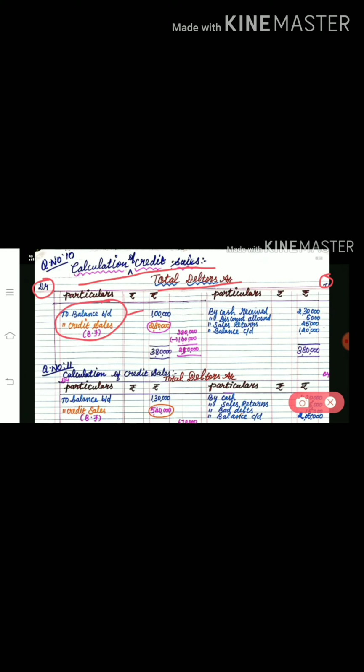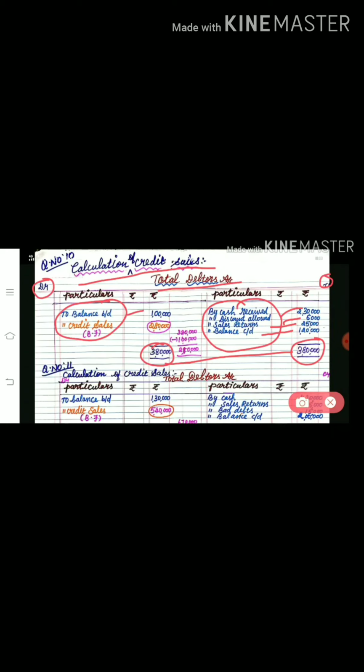By cash received 2,30,000. By discount allowed 5,000. Sales return 25,000. Then closing debtors balance carried down 1,20,000. The total value is 3,80,000. The same value represents both debit and credit side. On the credit side the highest value is 3,80,000, but the debit side value is just 1 lakh.